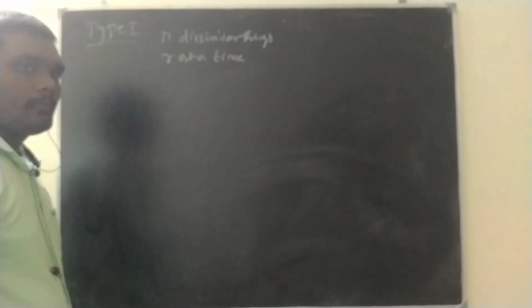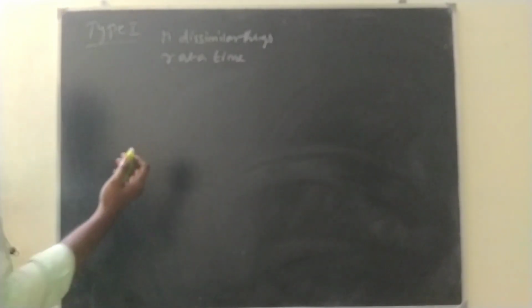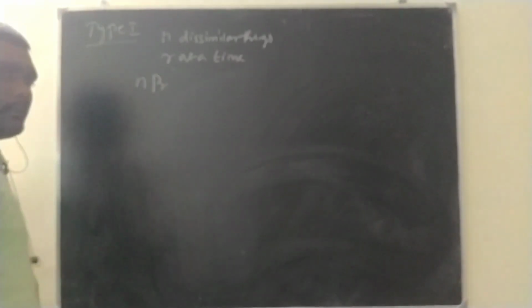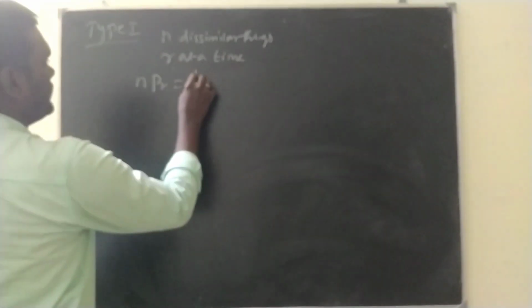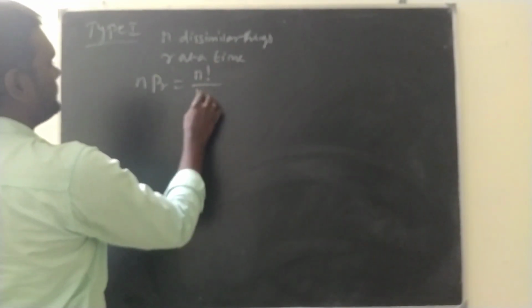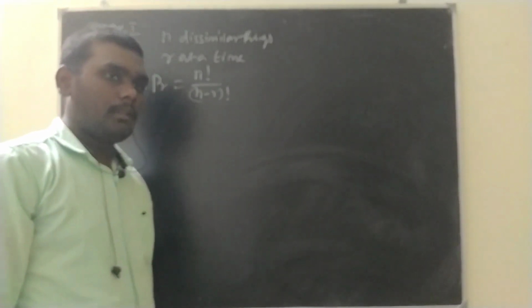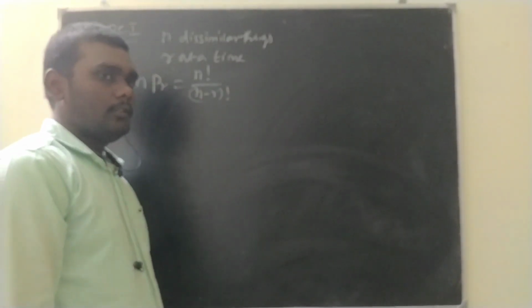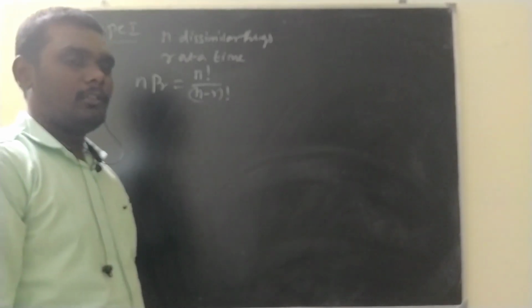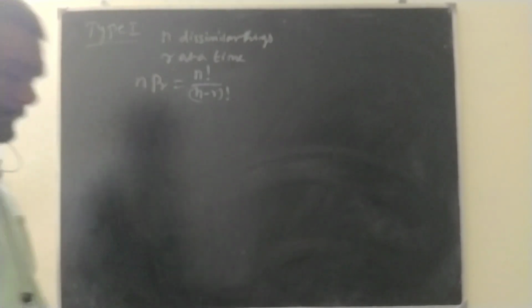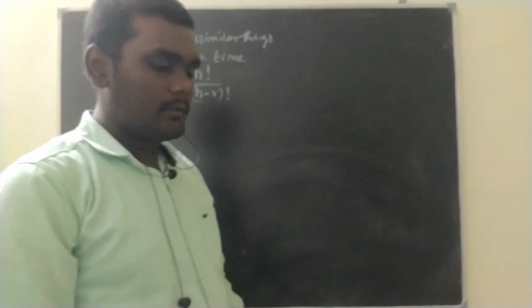So the number of permutations is given by nPr, meaning n factorial by n minus r factorial. So the first question we are about to solve today is on page number 58. See the first question. From that one we will solve.